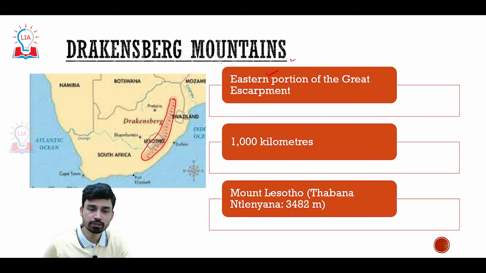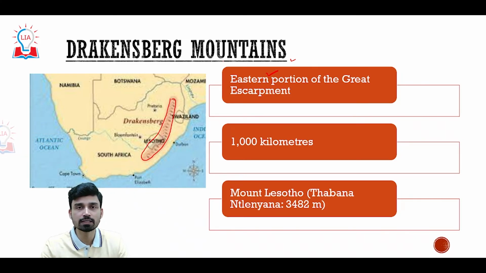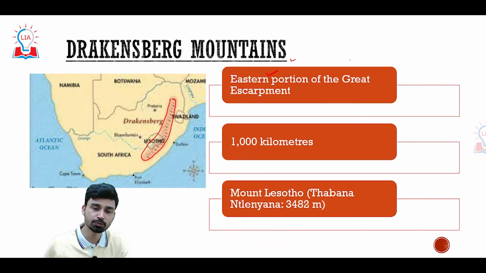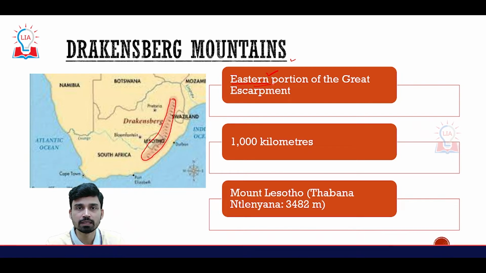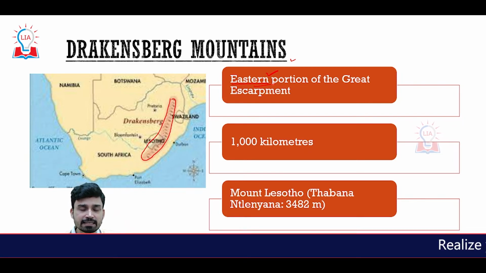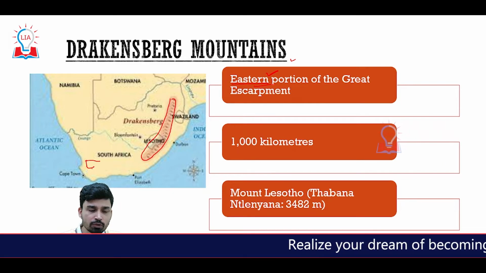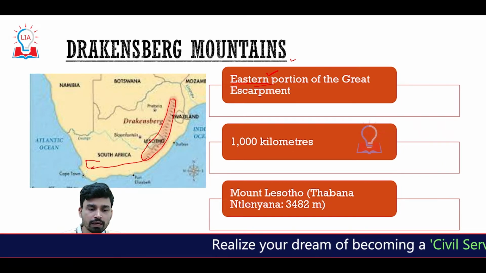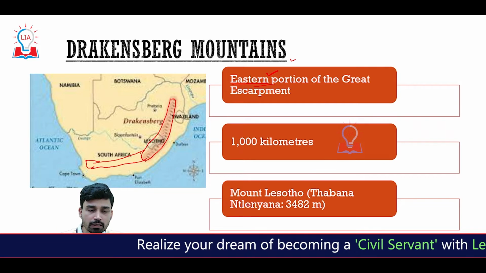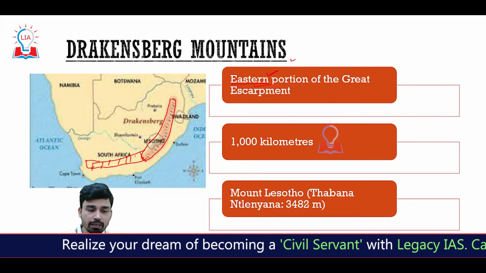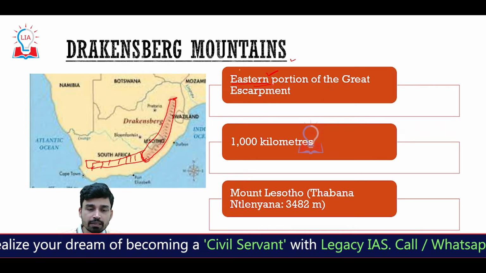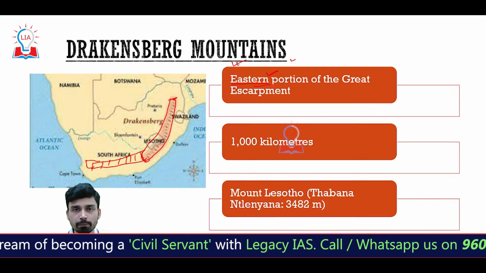Actually, the DRAKENSBERG is not a separate or individual mountain range, but is considered to be the eastward extension of what is called the Great Escarpment. The Great Escarpment starts somewhere from the Cape Town region of South Africa and then goes all the way up to the northern regions. This whole region is called the Great Escarpment, and this part of it is given the name DRAKENSBERG mountain.